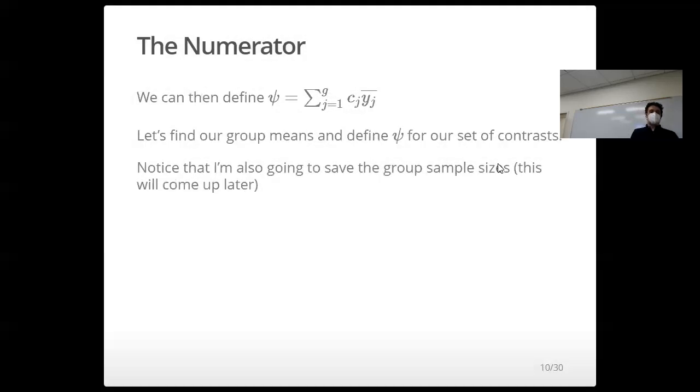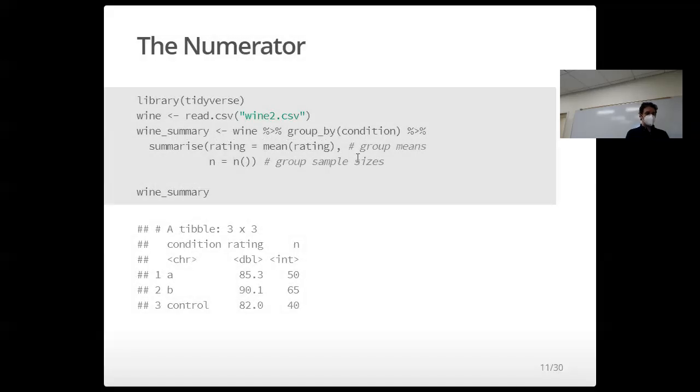Then we can define this term psi as the sum of all of our contrasts times our means. This is just saying exactly what I just said. It's taking the sum of the means multiplied by the contrasts. So let's find our group means and figure out what psi is for our actual example. I'm also going to save the sample sizes because that will come up later.